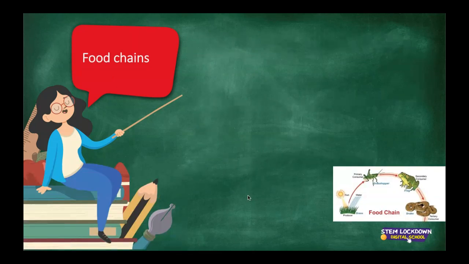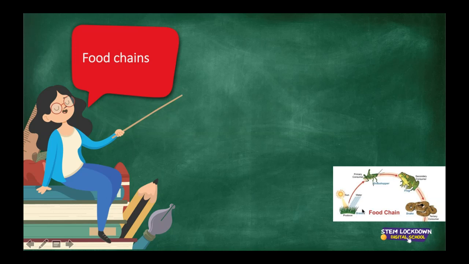Now, let's talk about a food chain. As I said earlier on, a food chain describes the relationship between plants, insects, and other animals. If we look at this picture of the food chain, as I explained in the beginning of the lesson, we have to follow the sequence of the arrows. As you can see, how many arrows are here? It's 1, 2, 3.